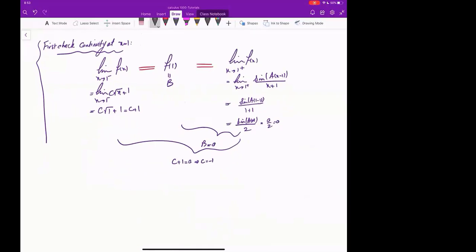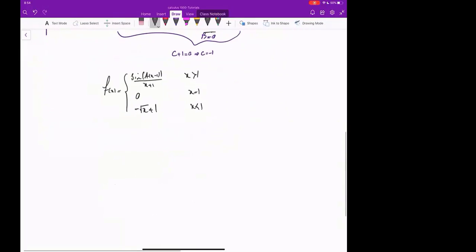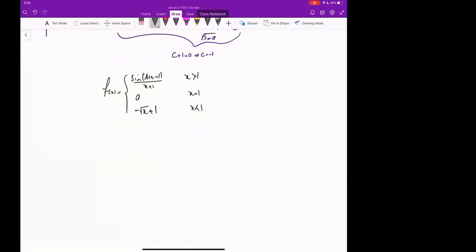In other words, I can rewrite the function. The function is sine of a times x minus 1 over x plus 1 for x bigger than 1. For x equal to 1, this is 0, b is 0. And for x less than 1, c is negative 1, so this is negative root x plus 1. Very nice. Now, back to the differentiability.